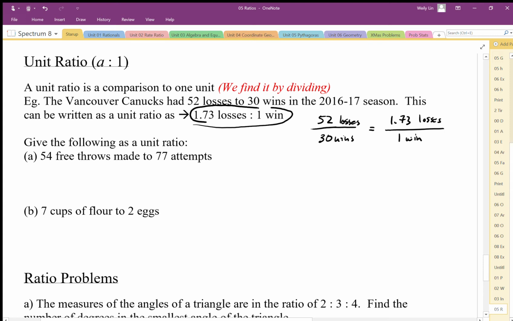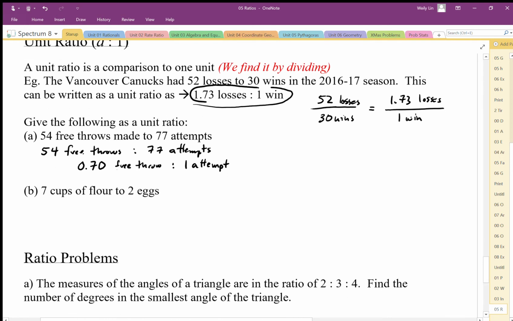So let's try this on some problems then. Here we have 54 free throws made for 77 free throws attempted. I'm going to divide those two numbers to get my unit rate. So when I divide, I get 0.70 free throws made for 1 free throw attempt. So this becomes my unit rate.